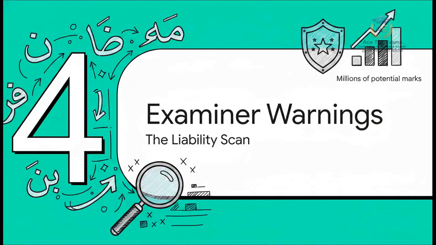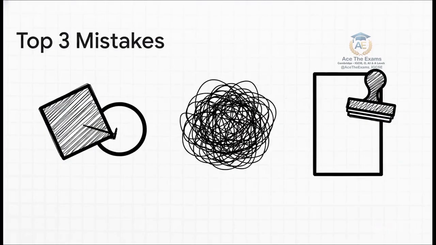We are now in Section 4. Principal Examiner Warnings. Time to run the liability scan. To protect your overall valuation, we are going to conduct a live, interactive compliance audit based on the most common pitfalls documented by senior examiners. I'm putting a 60-second mental countdown timer on your screen. I want you to spot the liability in your own past papers.